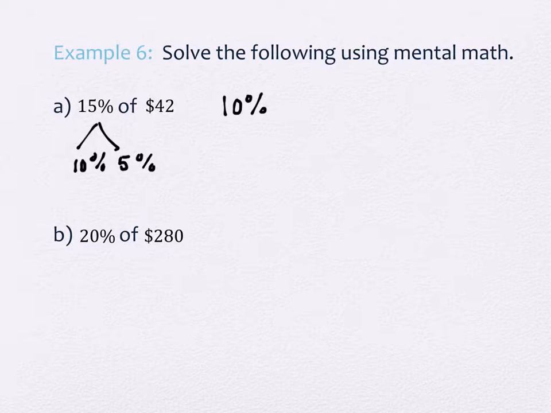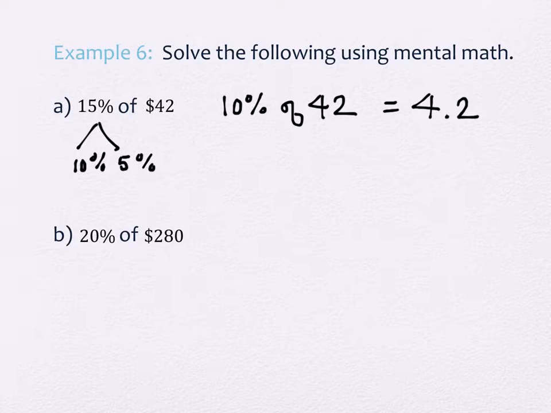Oh gosh. Let me think. What do you guys think? Maybe 420. Yeah, 10% is a really nice value because it's just moving a decimal point, right? So when we take 42 and we move the decimal point one, we get 4.2. And then how could I use that information to find 5%?